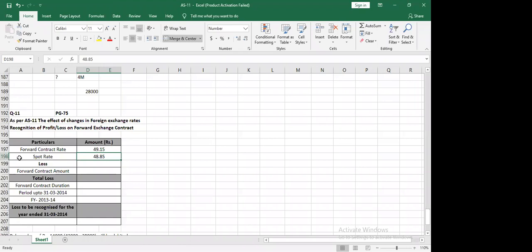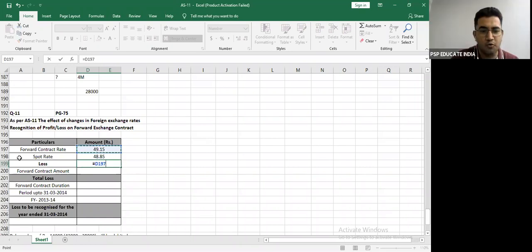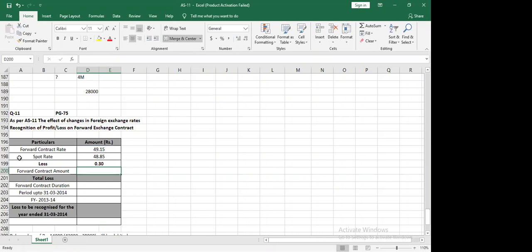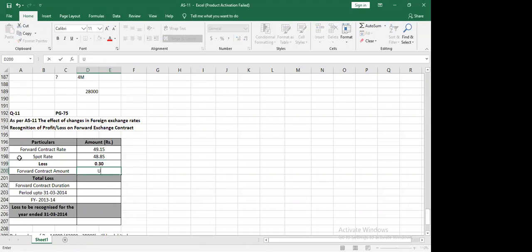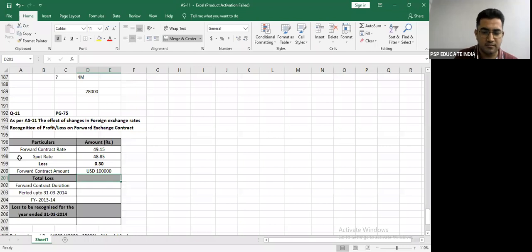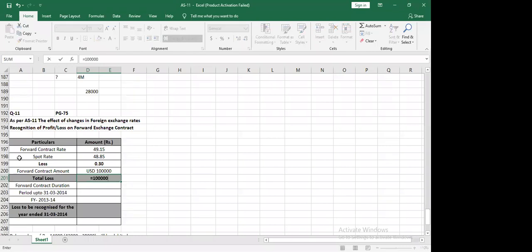Okay. How will you identify whether it is profit or loss? Spot rate is 48.85. If I had paid on the same day it would be 48.85, but the transaction is going to happen at the forward rate, so we will have to pay at 49.15, so 0.30 is our loss. Okay, you could have paid at 48.85, but now you will have to pay at 49.15. So what's your gain or loss? Loss 0.30. Okay. What's your forward contract amount? $1 lakh. Okay. Total loss: 1 lakh into 0.30, 30,000.